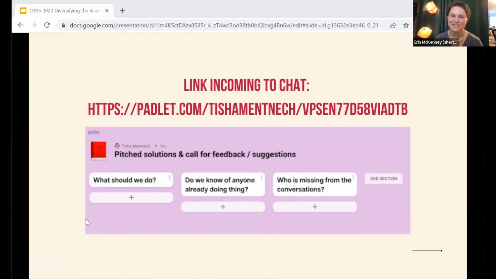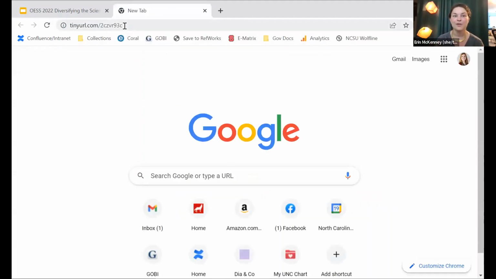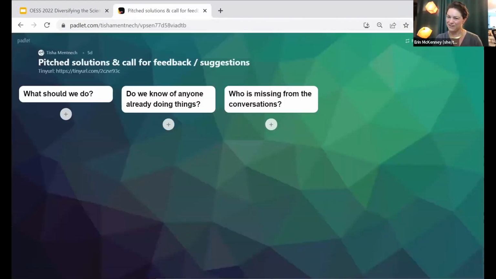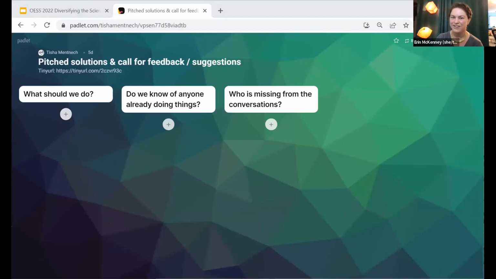So next we have some questions for you to help crowdsource a more complete understanding of what we should and can be doing. For example, who else might be already doing similar work and who else we can include in these conversations. So Michelle has very helpfully dropped a tiny URL link to our Padlet into the chat. And in case you haven't used Padlet before, Hillary's going to lead us through the transition.